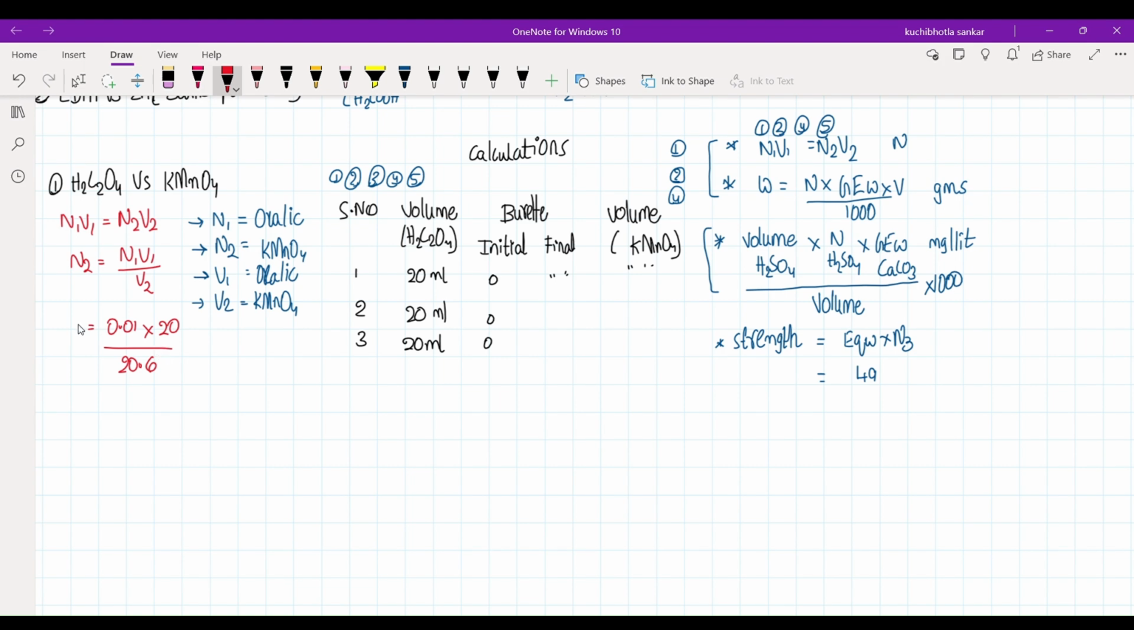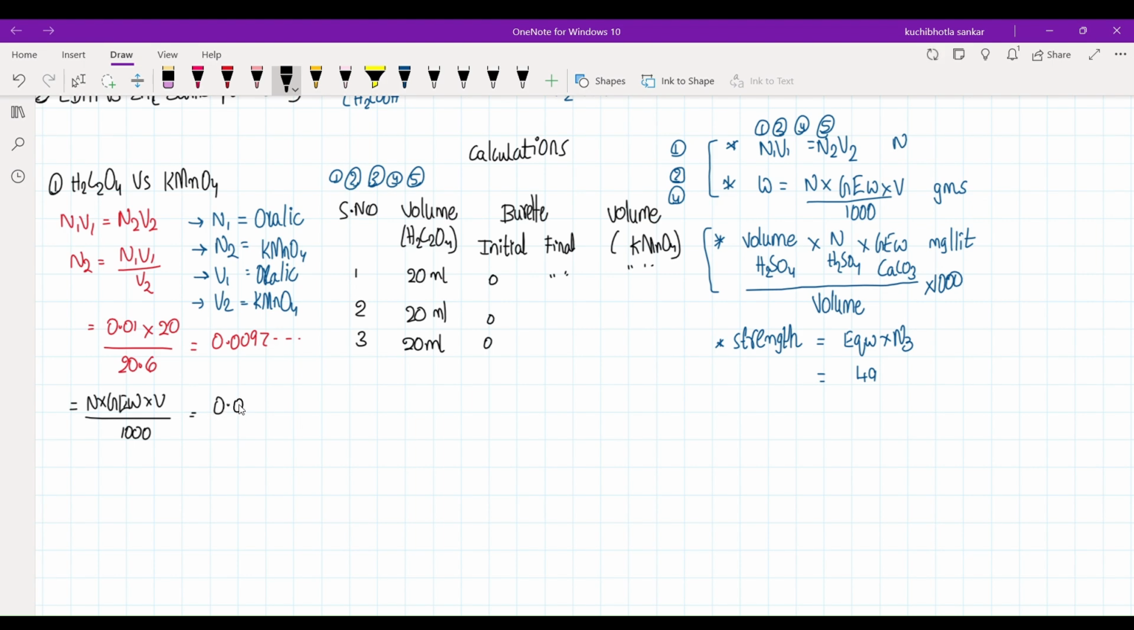Now, sorry, the N2. What is going to be the normality? If you calculate this, you are going to get 0.0097 something. So this is going to be the normality. And after that, you are going to substitute the normality in the second formula: normality into gram equivalent weight into V by 1000. The V is taken as 100 ml because we were asked to calculate the weight for 100 ml, right?